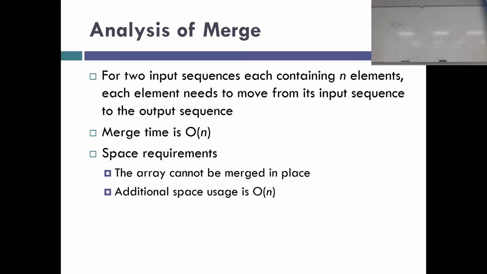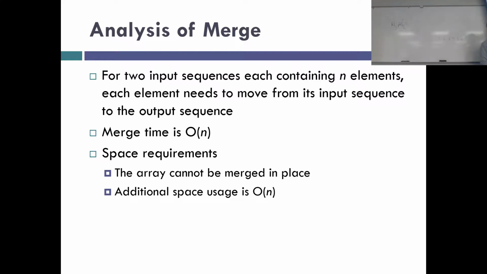The caveat, yes? Do they have to be, like A and B, do they have to be sorted? They have to be sorted. So merge assumes that the two things you're getting are sorted. Otherwise, it's not going to work. Okay? Requirements: the array cannot be merged in place. So if we're dealing with an array, you can't do it in place.